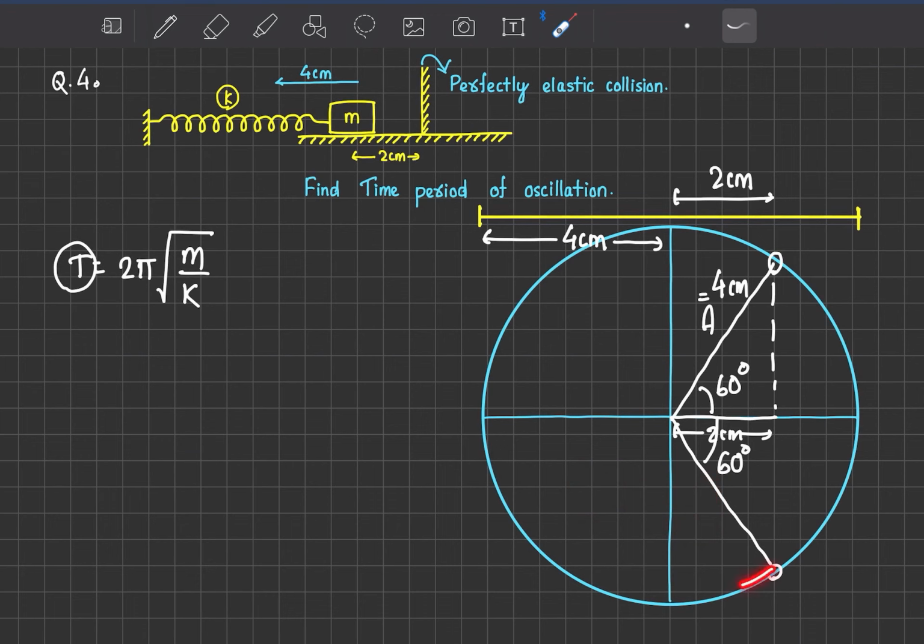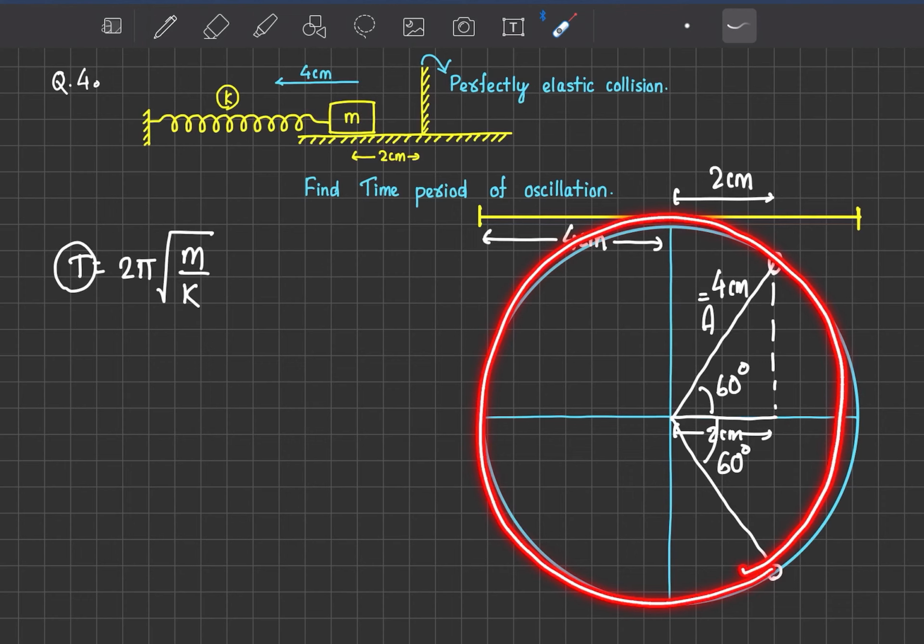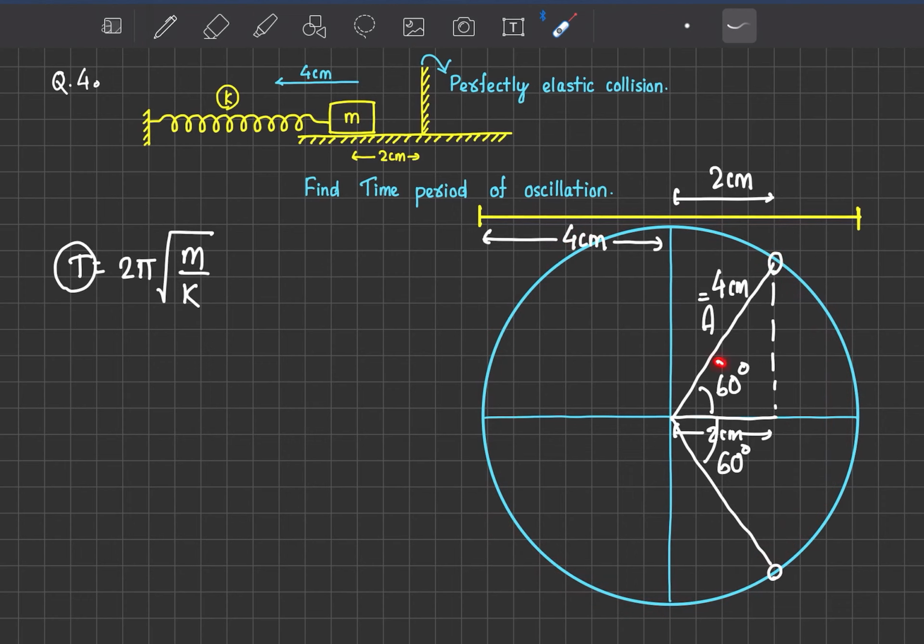So in the entire circular motion, the point P is not covering 360 degree, instead it is missing 120 degree, this portion it is missing. The moment it strikes here, it comes back from the bottom position, so these dotted portions are missing, right? That means the point P in the circle is covering only 240 degree angle instead of 360.